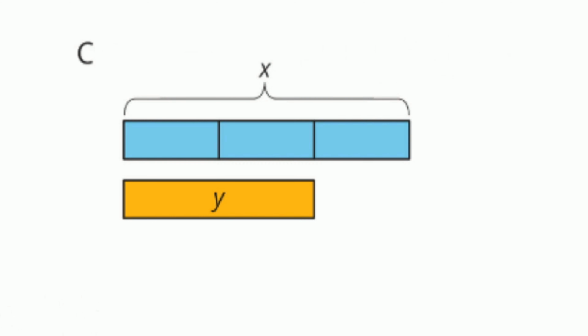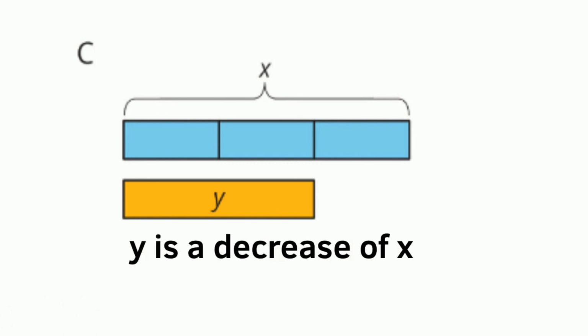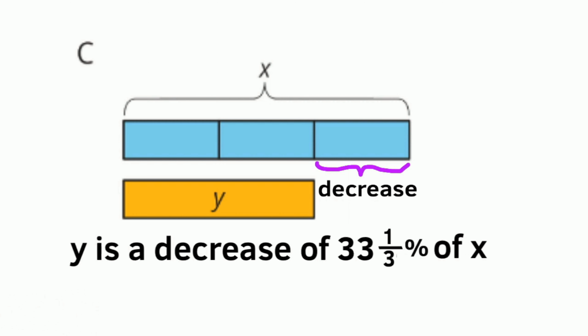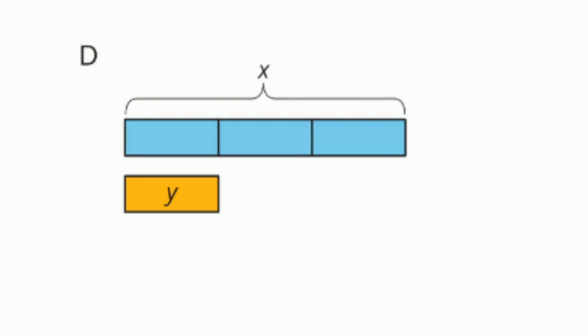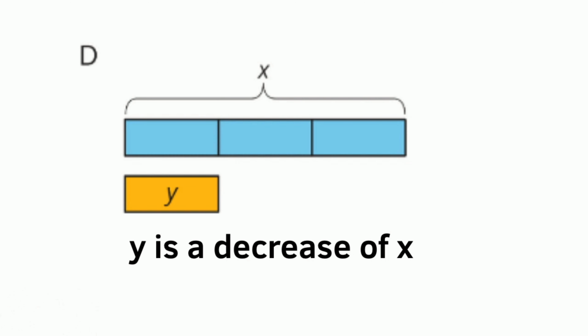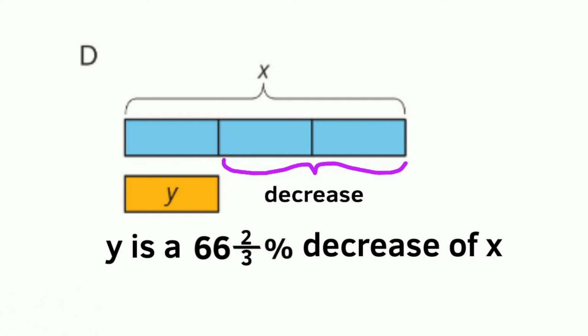C. This time y is smaller than x, so we know that it's a decrease, and it looks like it decreases 1/3 of x, and 1/3 is 33 1/3%. So y is a decrease of 33 1/3% of x. D. Y is smaller than x, so y is a decrease of x, and it looks like it decreased 2/3 of x. And 2/3 is 66 2/3%. So y is a 66 2/3% decrease of x.